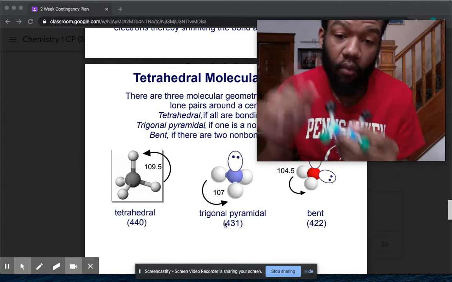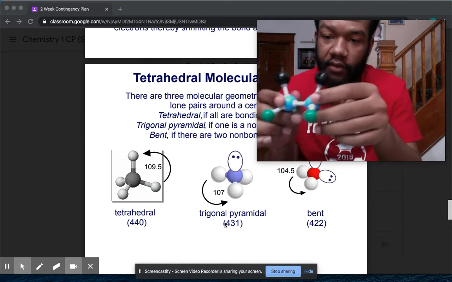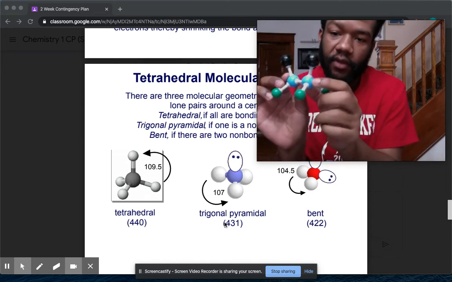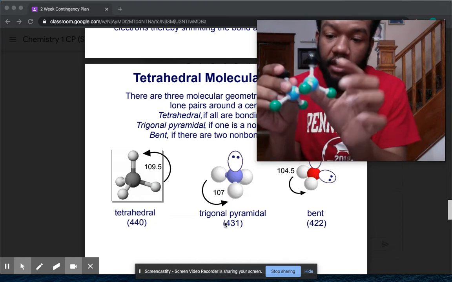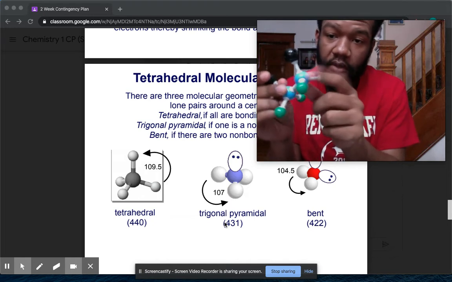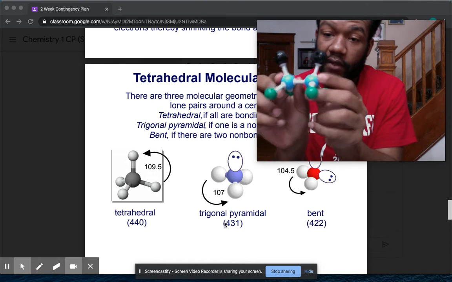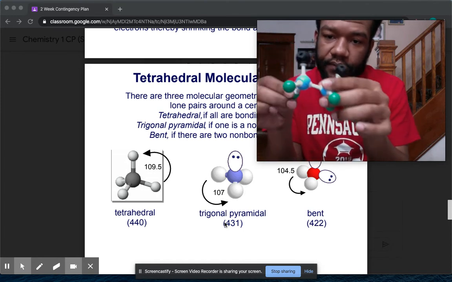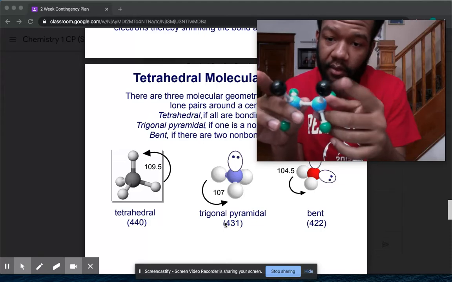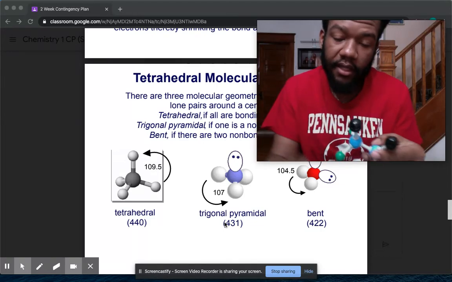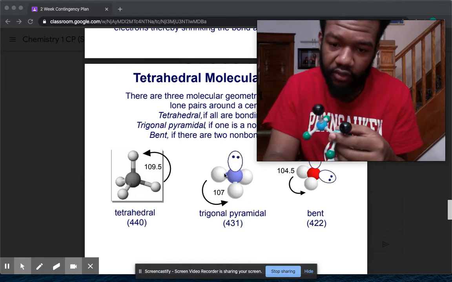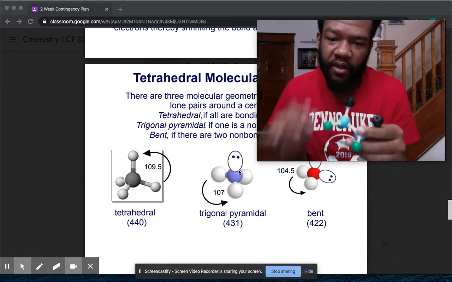One thing about N2F4 is that you have two central atoms. This is what it would look like. The blue is the nitrogen. You have two nitrogens, and each nitrogen has two fluorines on it. The black ball is the lone pair that's on it. It would be trigonal pyramidal, with the lone pair on it.